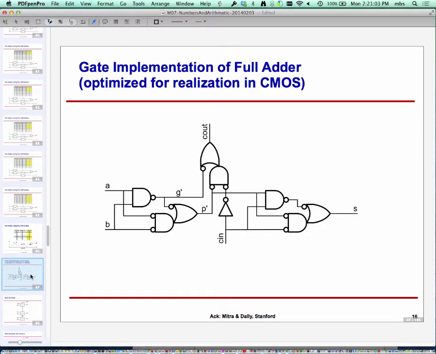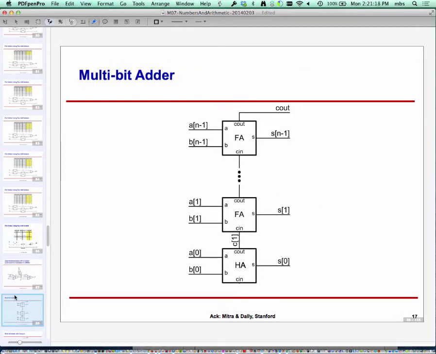So this is an example, and I'm not going to go into detail, but it's a circuit which had been optimized quite a bit to create a fast adder. You don't need to know this. I don't expect you to know this, but just want to point out.